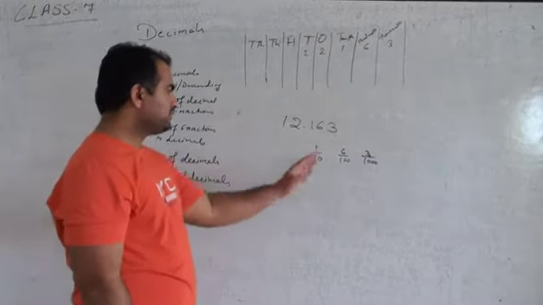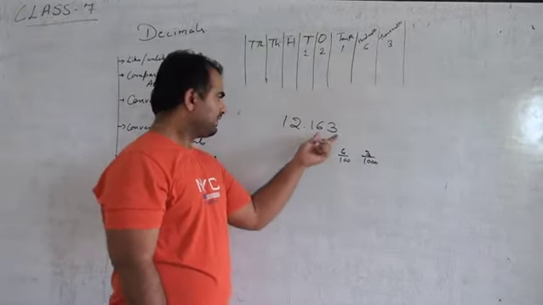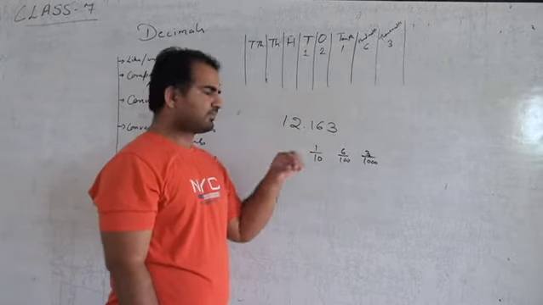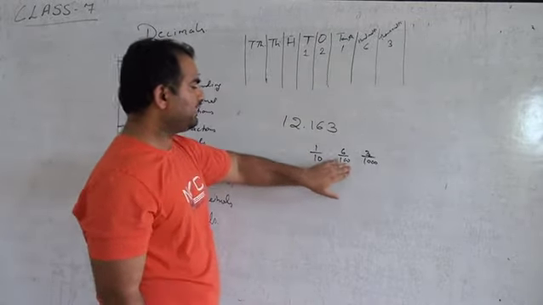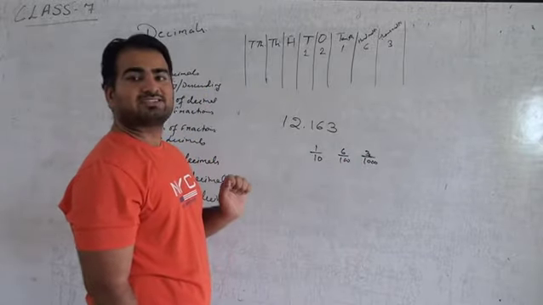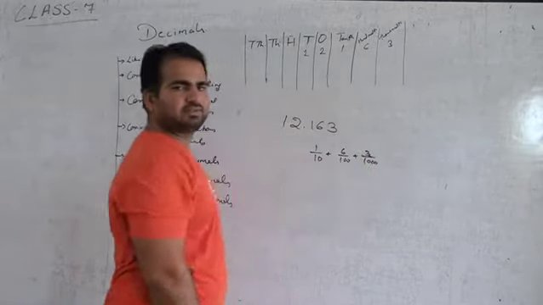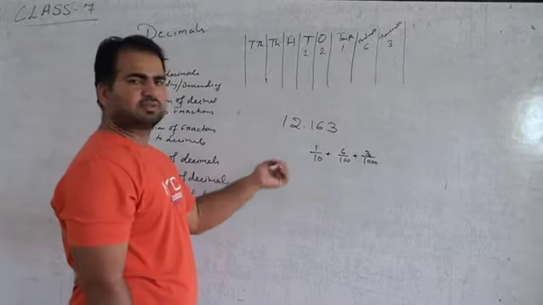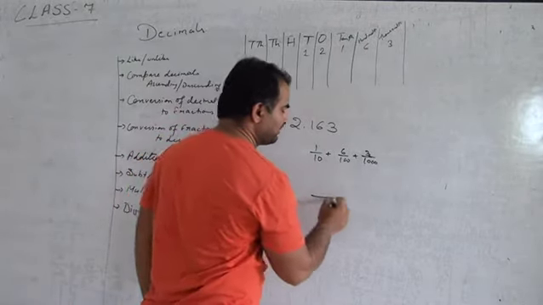Now you will ask me how they are added to make a number. When we have to add all three of these, we have to take the LCM of them. The LCM of 10, 100 and 1000 will be 1000.